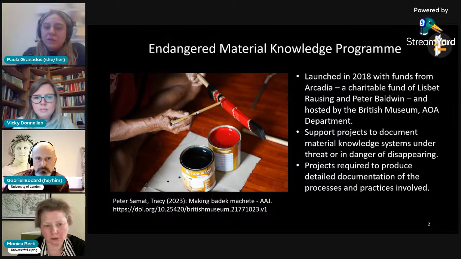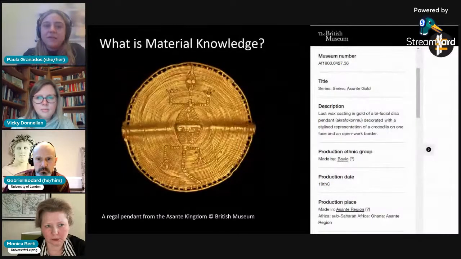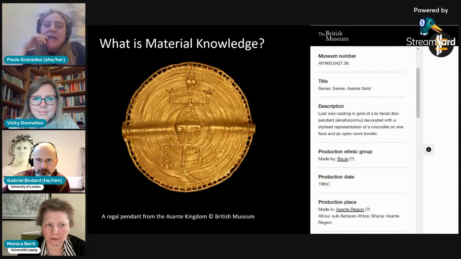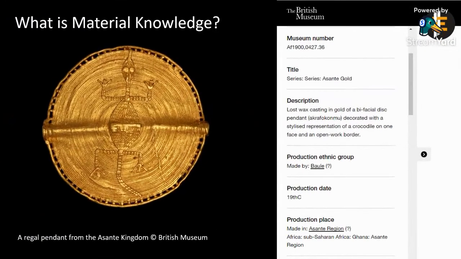So in order to understand better what we mean by Endangered Material Knowledge Programme, I wanted to bring this record from Collections Online at the British Museum, which Vicky has already given us a really nice introduction of the sort of information that is recorded in these records. And so we can see on the left the image of the object, which is a regal pendant from the Asante Kingdom in Ghana.